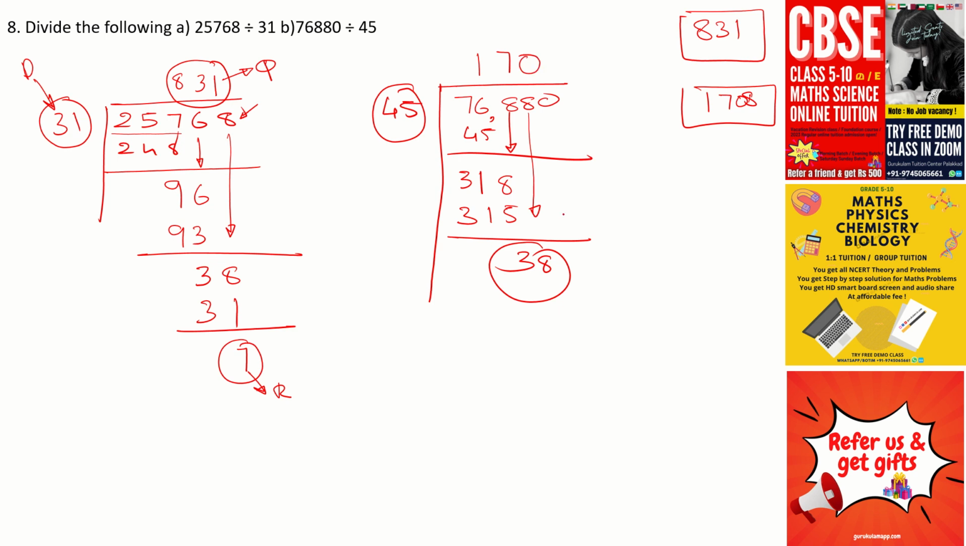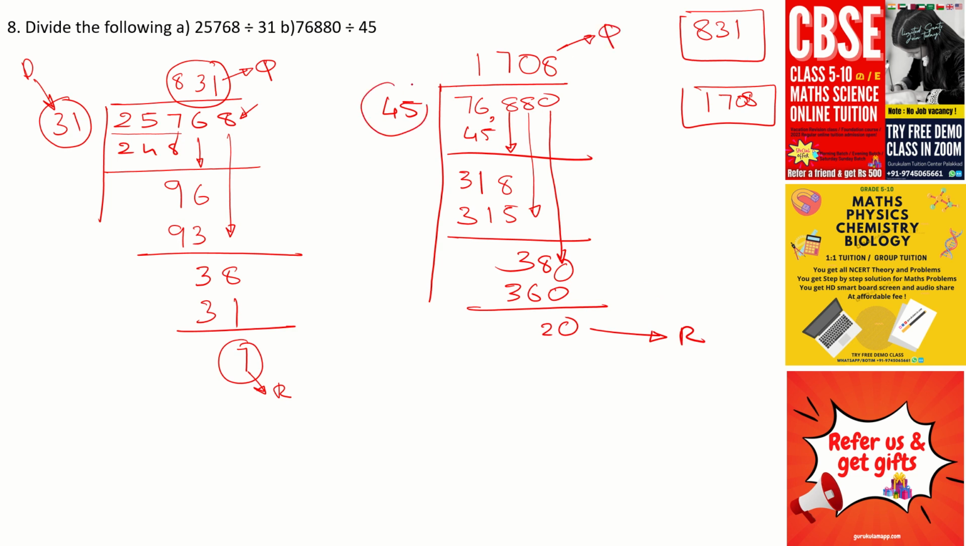You have to write a 0 here, and you have to bring the next value to here. What is the next value? Which is the 0 to here. Got it? So what is 45 into 8? 45 into 8 is 360. 0 minus 0 is 0. 8 minus 6 is 2. So here we can say 20 is the remainder and 1708 is the quotient, and this is the divisor, and this is the dividend here.